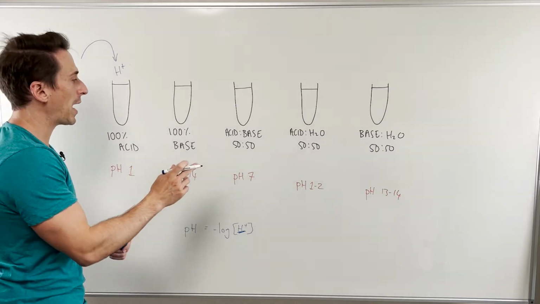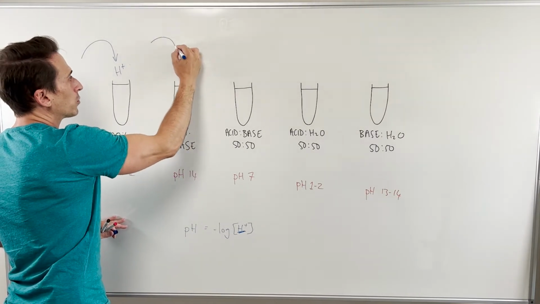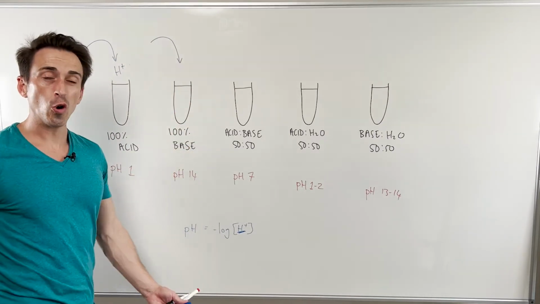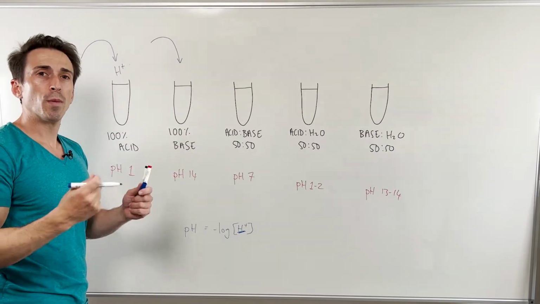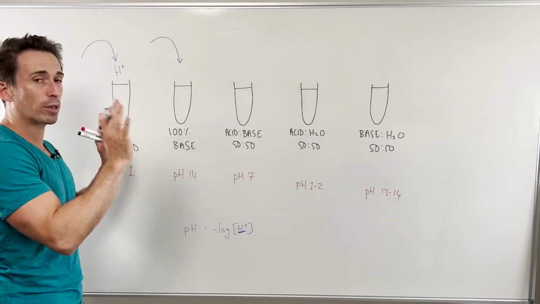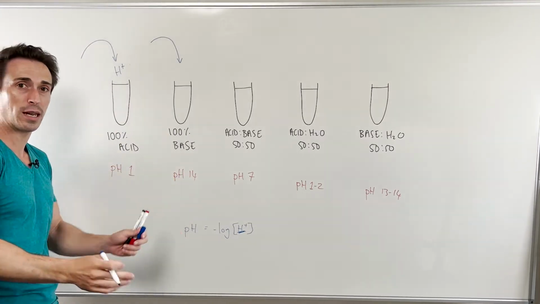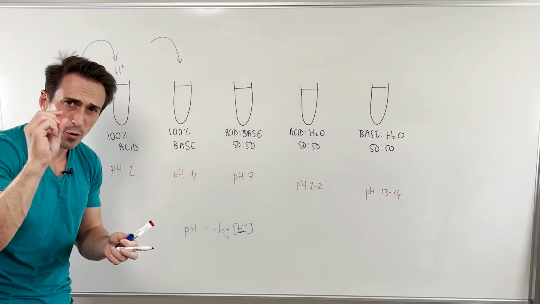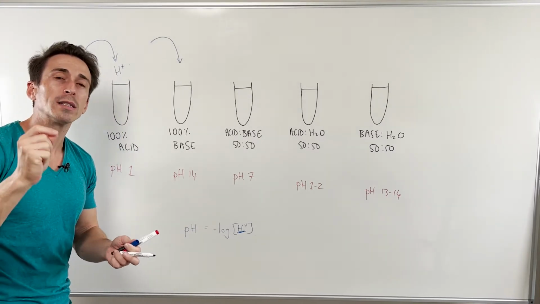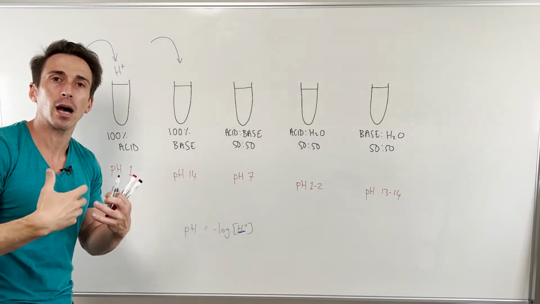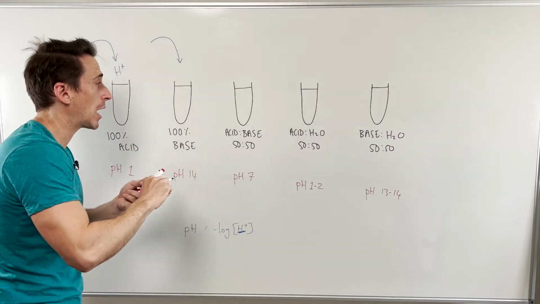If we measure 100% base, we're basically measuring the fact that there's no hydrogen ions in here. Remember, pH is only the measurement of hydrogen ions. If it's 14, it means there's really, really very few. And the reason why is there's something in there that seems to be mopping them up, grabbing them and holding onto them so you can't measure them.